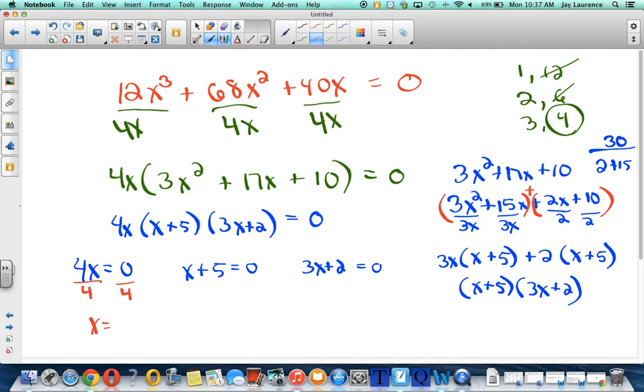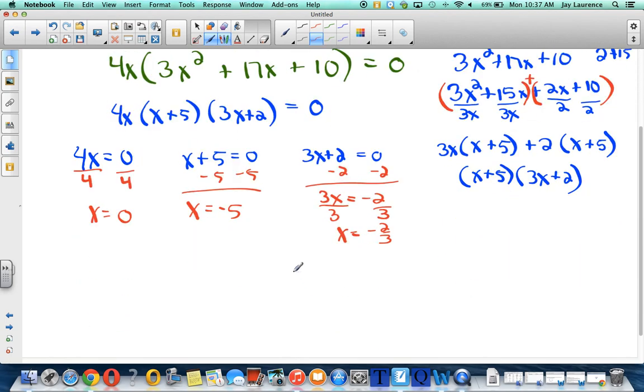So x is going to equal 0. Subtract 5. X is going to equal negative 5. And subtract 2. 3x is going to equal negative 2. Divide by 3. Divide by 3. X is going to equal negative 2/3. So my solution set for this would be negative 5, negative 2/3, and 0. And there you go.